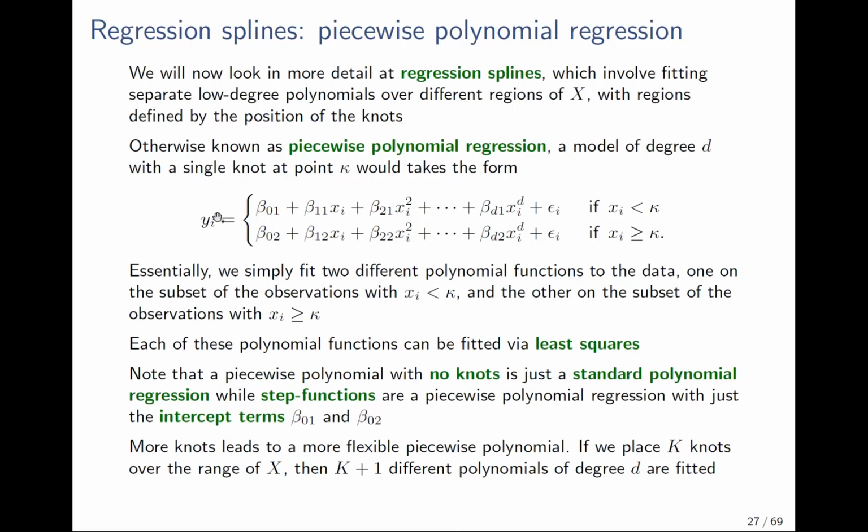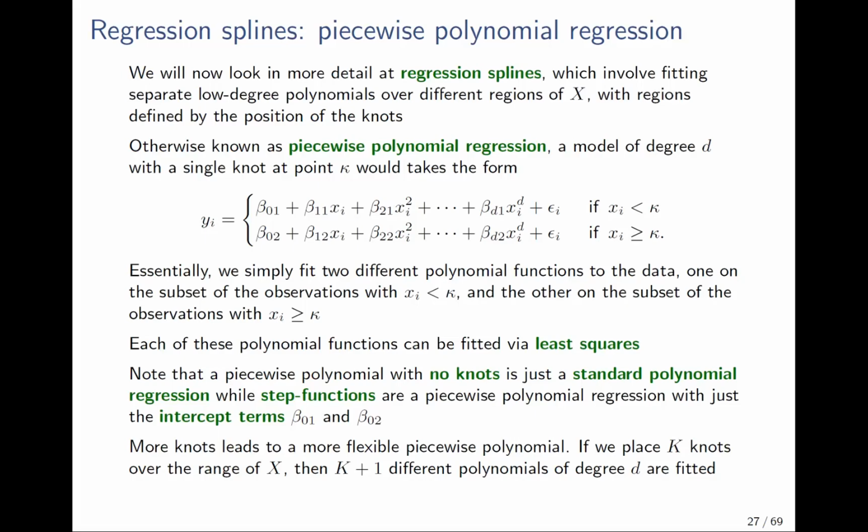You can see here the polynomial is of degree d, but we split the model into two parts. We fit a separate polynomial on one side of kappa and a different polynomial on the other side of kappa. So we're fitting two different polynomial functions to the data, one on the subset of observations where xi is less than kappa, and the other on the subset of observations where xi is greater than or equal to kappa. And from what we've discussed earlier and from this expression here, each of these polynomial functions can simply be fitted by least squares.